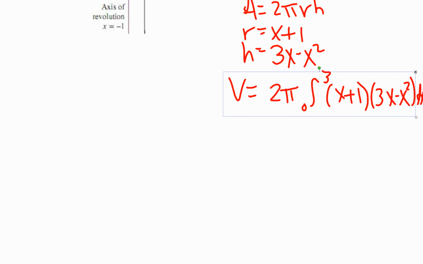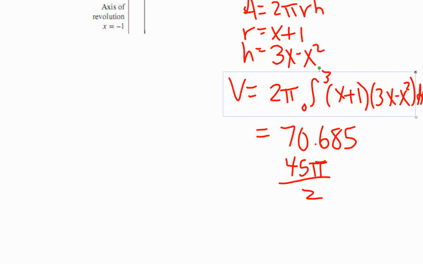We could expand this out, but just for the sake of time, you get 70.685, or if you do go ahead and do the work, which I did in my notes, you get 45 pi over 2.